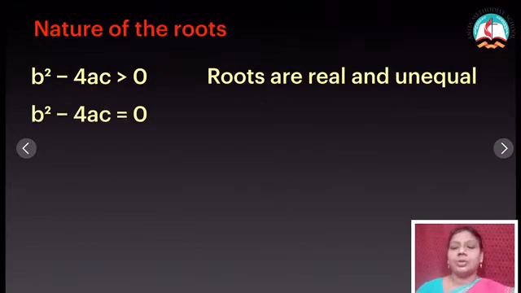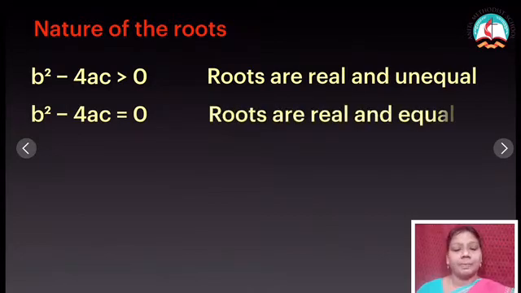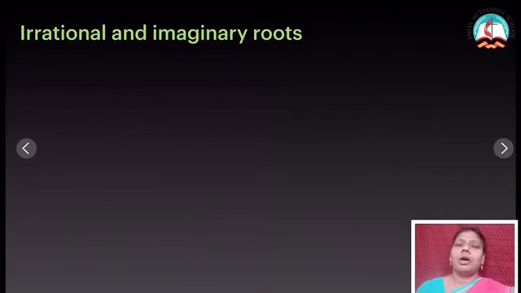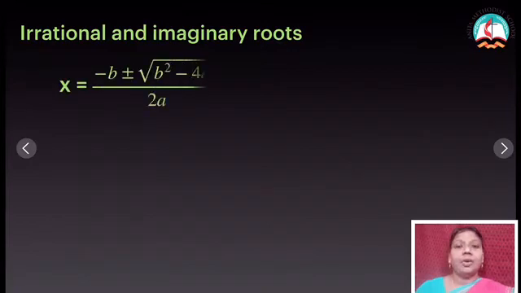Suppose I have b square minus 4ac equal to 0, then my roots are real and equal. Suppose it is less than 0, then I can say that the roots are imaginary. Okay, can you remember? We have it in the form of square root. Therefore, if you are having a negative in the root, then the roots are said to be imaginary. Okay, so now irrational and imaginary roots. Always remember, the formula is minus b plus or minus root of this divided by 2a.